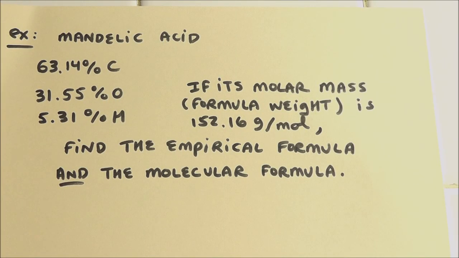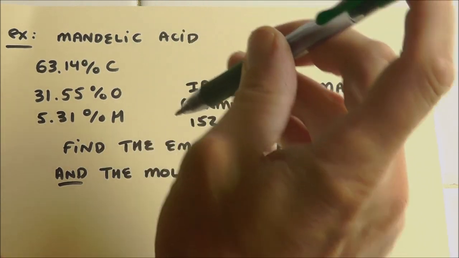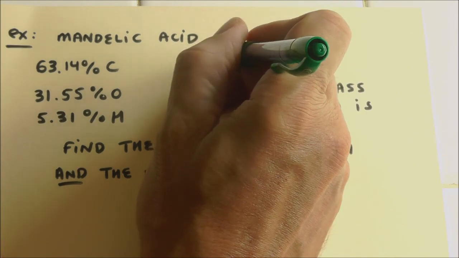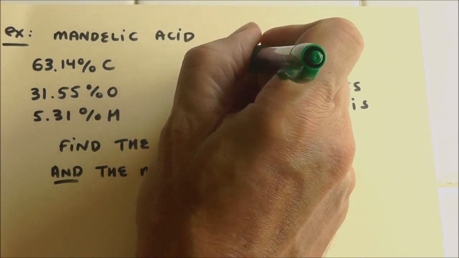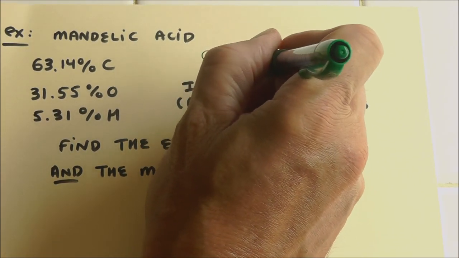Oh boy, we just upped the difficulty level in this, because now not only do we have 3 elements, but they gave us a formula weight. This is something called Mandelic Acid. It's got carbon, hydrogen, and oxygen. So the whole idea is we're going to find out CxHyOz.